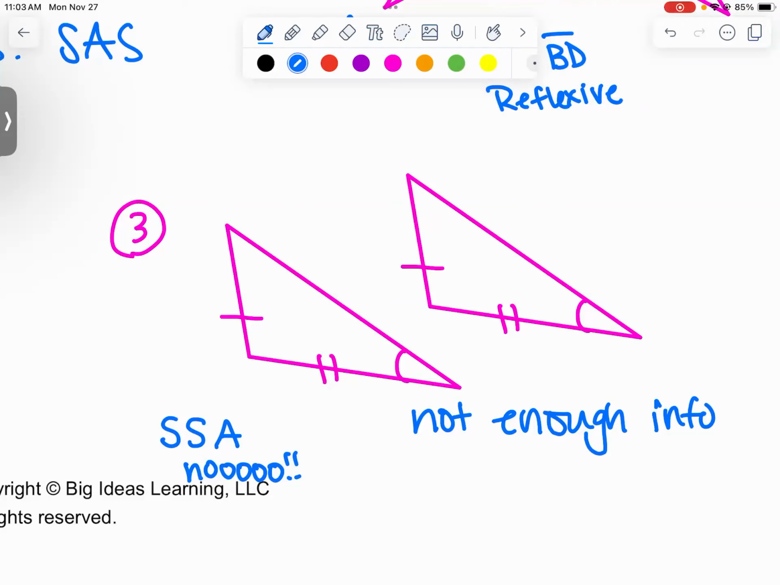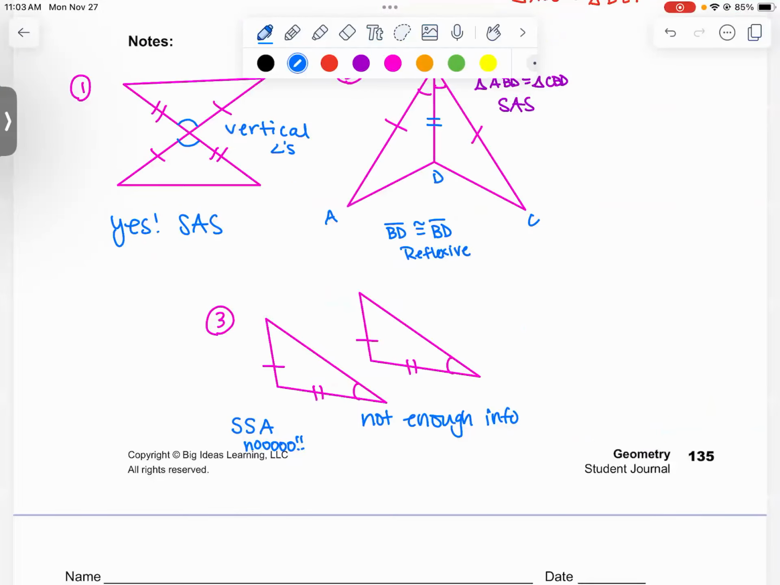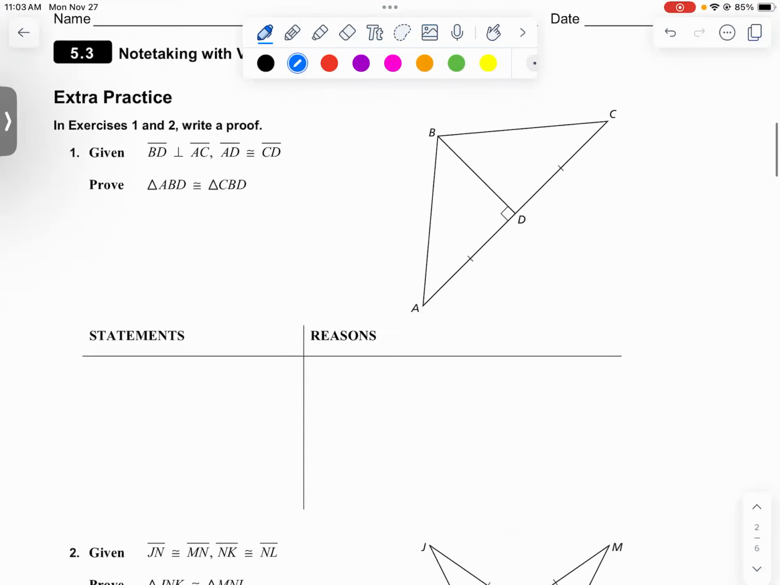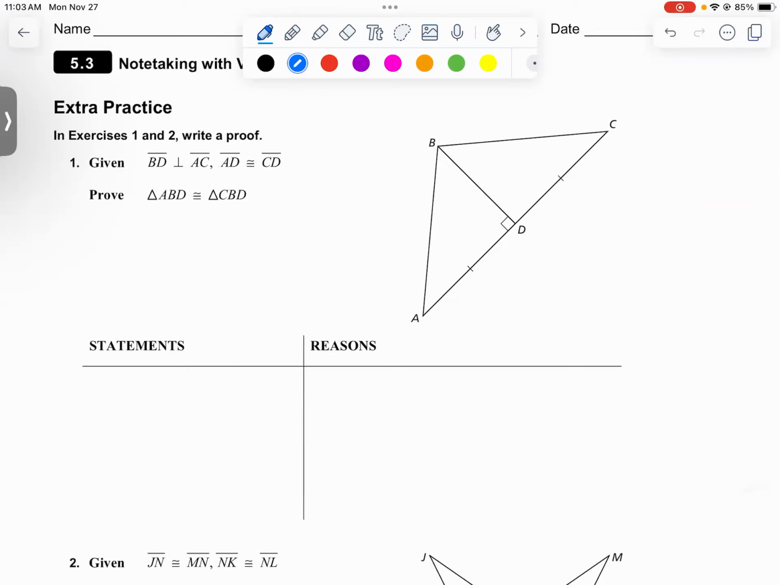Sound good? Mm-hmm. Go to the next page. I know. Okay.